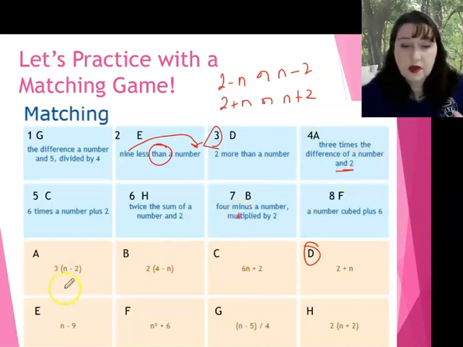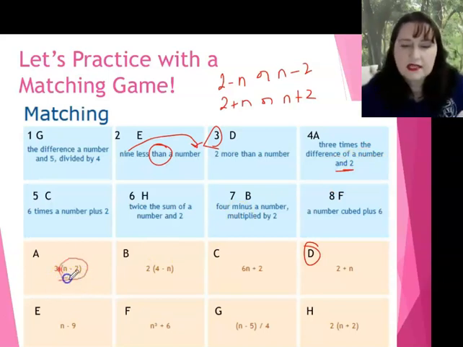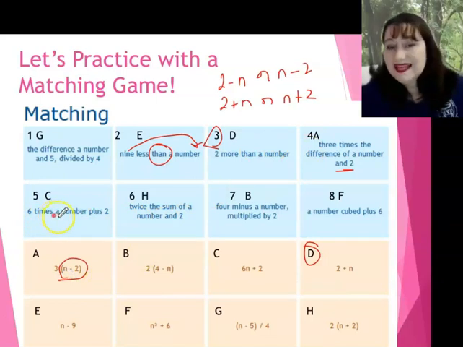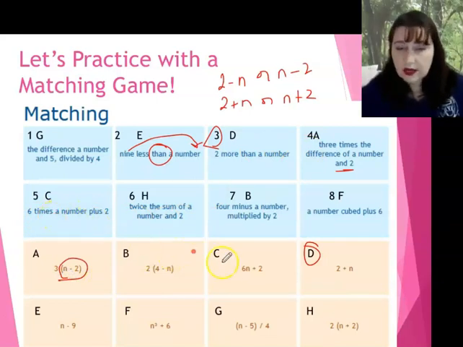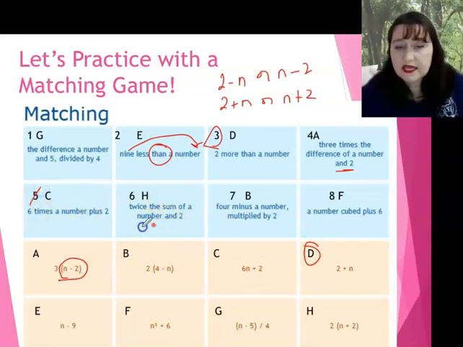So keep in mind, once we put an "and" together, that means it's both of them. So that's why this is in parentheses. And C, I have 6 times a number plus 2. So 6 times a number plus 2, that's kind of simple. And then twice the sum of a number and 2. Again, we're looking at parentheses because of that "and."